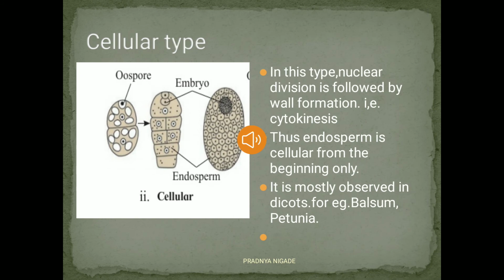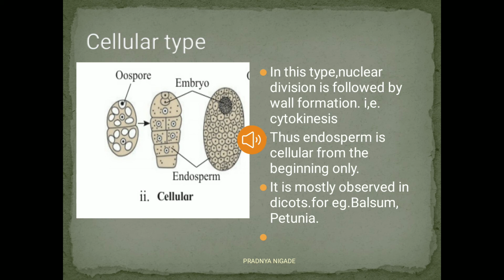Now we will see the cellular endosperm. In this type, the primary endosperm nucleus undergoes nuclear divisions which are followed by cytokinesis. In the nuclear endosperm type, we have seen karyokinesis is not followed by cytokinesis. But in cellular endosperm, karyokinesis is followed by cytokinesis.